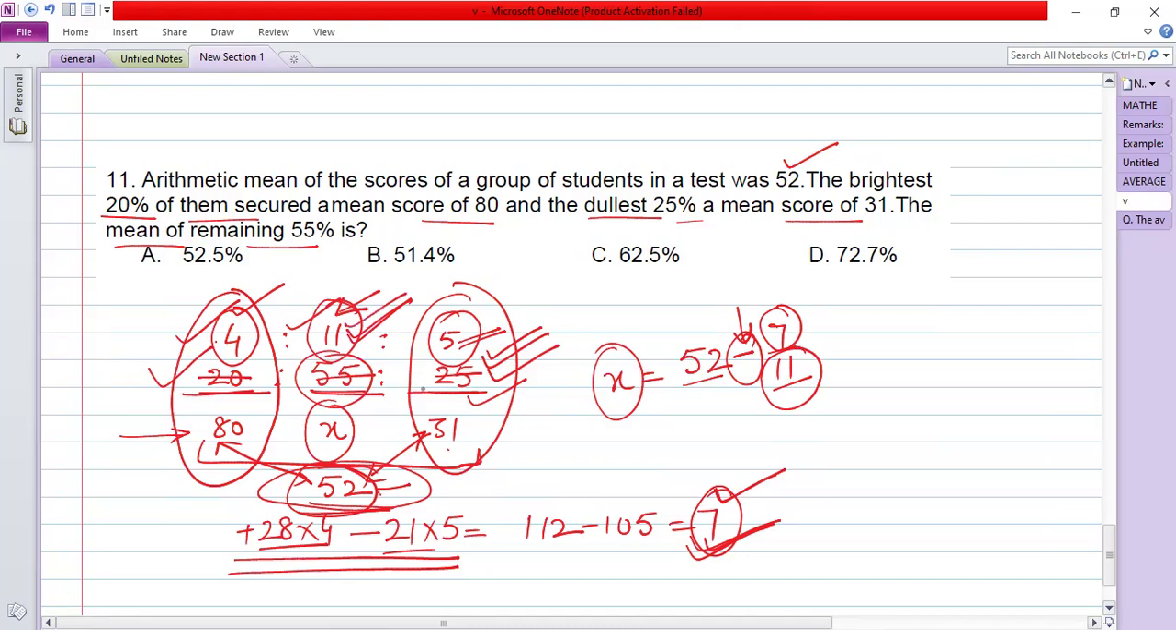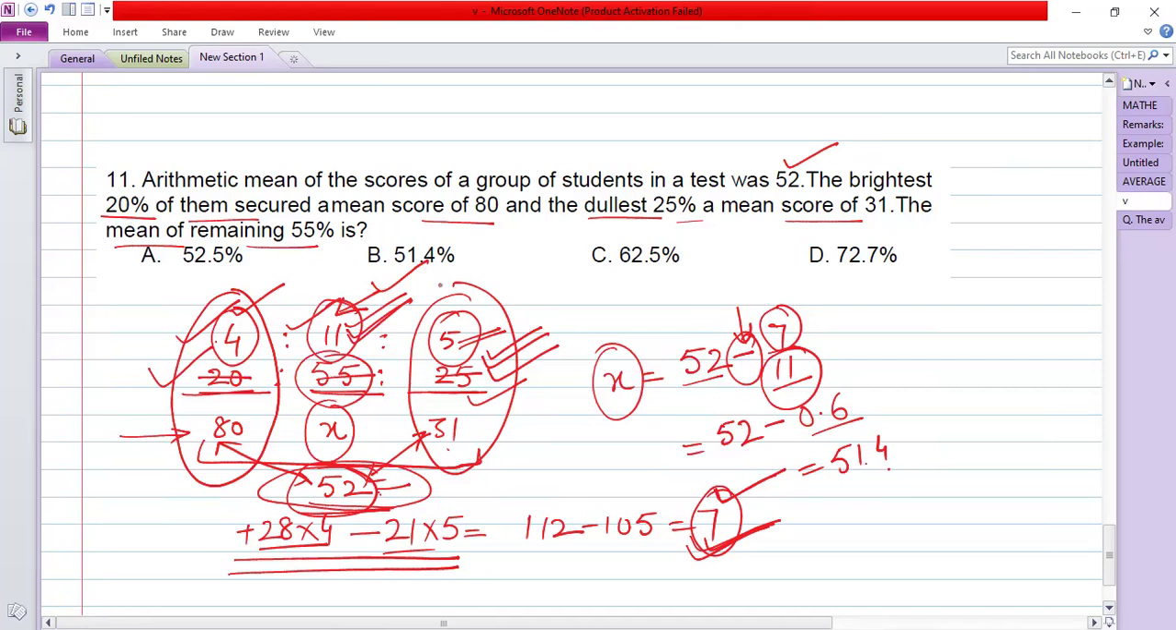It is to be distributed among all the 11 students. So now this 52 minus 7 by 11, if you see, it is actually 0.6. We will go only up to the first decimal place, because 7 divided by 11 is 0.6 and it is 51.4%. So here is the answer.